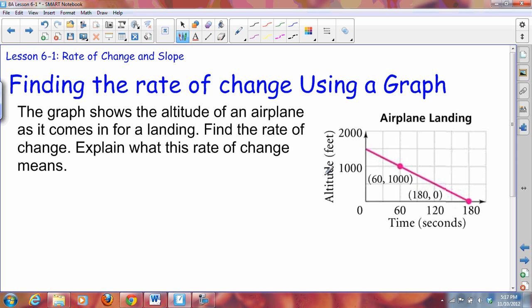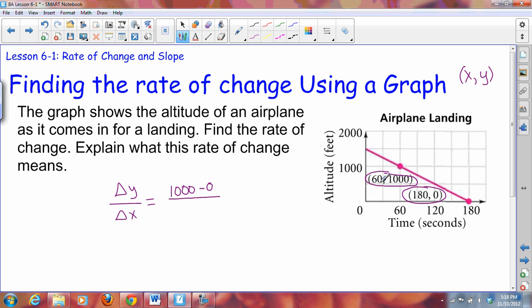Okay, we have a graph here, and we're going to find the rate of change using the graph. This is the altitude of an airplane as it's coming in for a landing. Okay, and they provided us with 2 ordered pairs. And as we know, ordered pairs are always x, comma, y. Okay, so we're going to do change in y over change in x, right? Okay, so I'm going to take my y value, 1,000. I'm going to subtract my y value on my other one, that's 0.